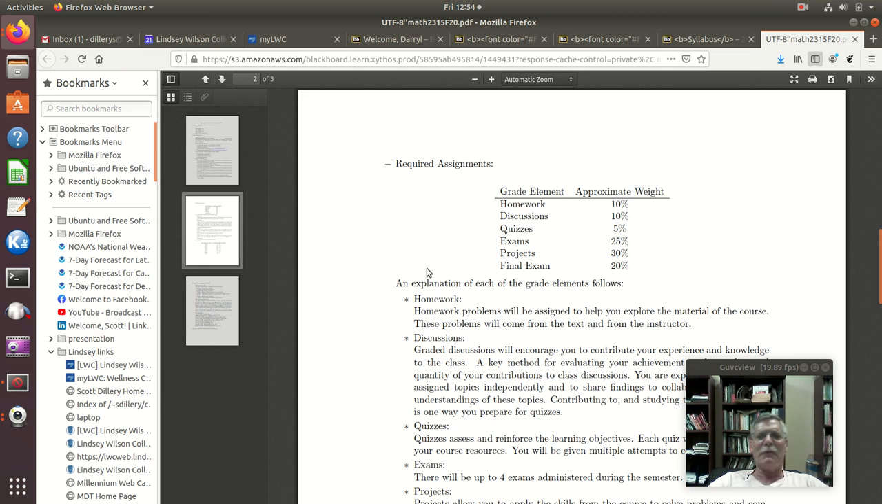Exams, yeah, we'll have up to 4 of them. I'm not sure how many because of this format and so forth. And some may be in class, some may not. They may be all take home, they may be all in class. We just kind of have to see how things go after the first couple of weeks and kind of figure things out that way.